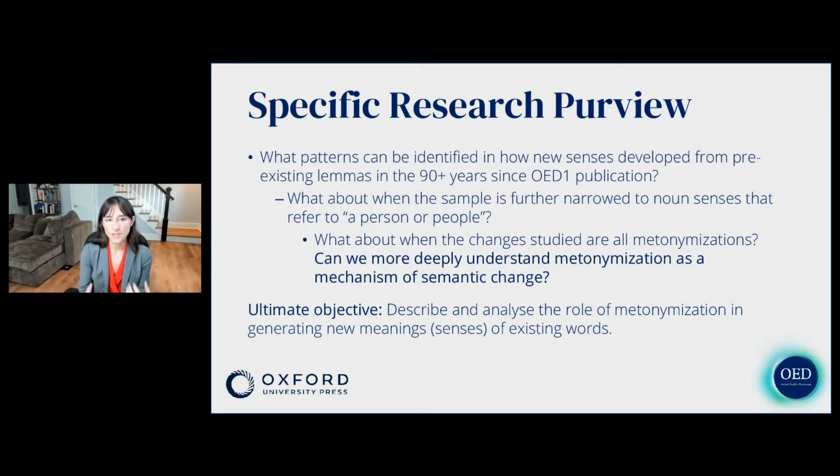what if we take a look at a sample of noun senses that emerged between when the OED was first published and the revision over the past 20 odd years, and actually refer to a person or people. So there's the circumscribing of that semantic category, which makes it really possible to do this kind of research. And once that data set is examined more closely, I focused specifically on those senses that were generated via metonymization, with the goal of more deeply understanding metonymization as a mechanism of semantic change, and ultimately, you can see that objective below.